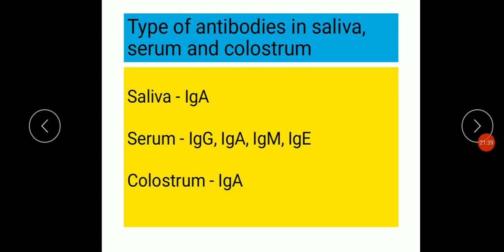And only 1% of the serum is IgD, very little, and little is known about it, but it seems that it regulates the synthesis of other immunoglobulins. And IgE is also there, which is 0.02% of the total immunoglobulin present in the serum, and when combined with the antigen, it shows allergic reactions. So these are the different types of antibodies in saliva, serum, and colostrum, and their functions.